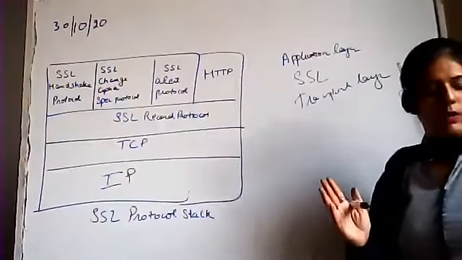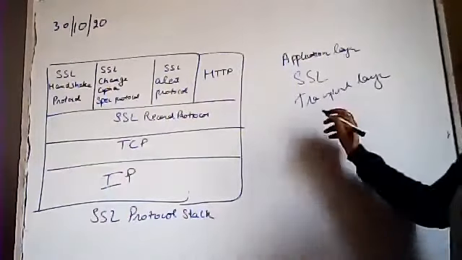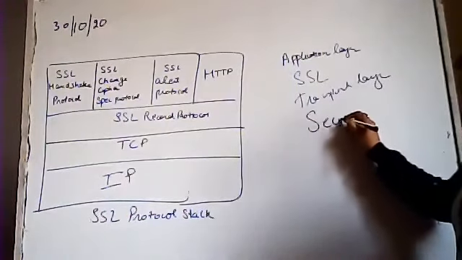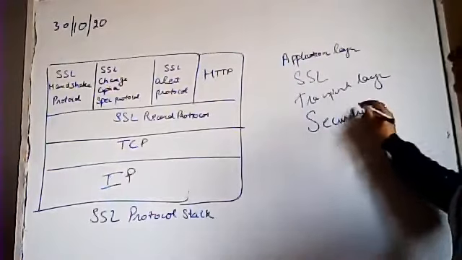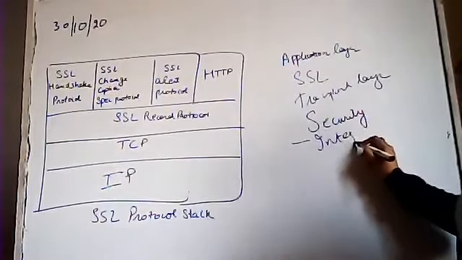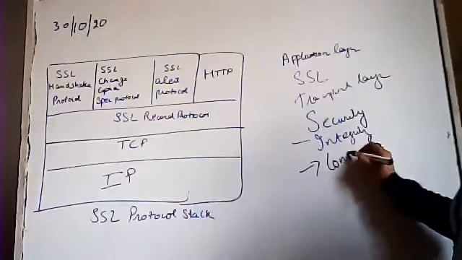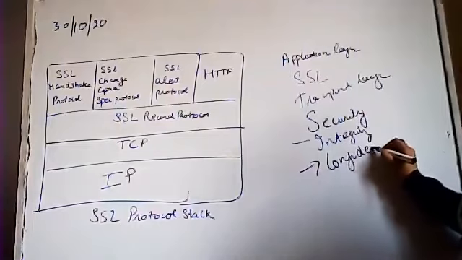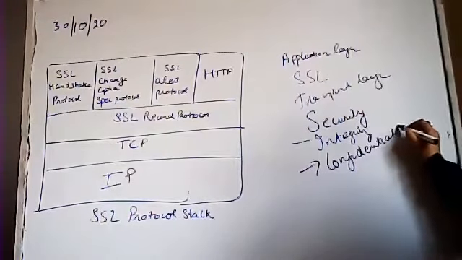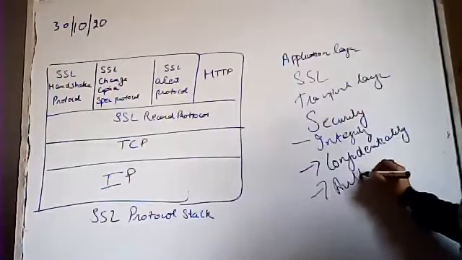Now we are talking again and again about security. So whenever the term security comes, that means we are talking about three factors over here. The first factor is integrity. The second factor is confidentiality. And the third factor is authentication.